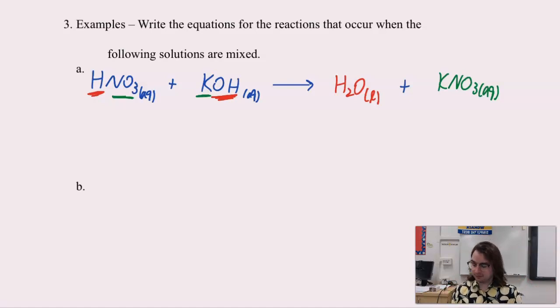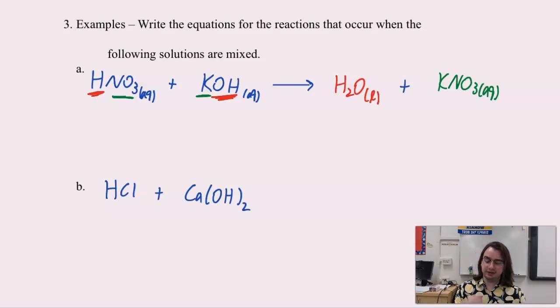Why don't you try one on your own? Let's try and write the balanced neutralization equation for hydrochloric acid and calcium hydroxide. So go ahead and give this a try, and come on back when you finish. Make sure you balance, because this isn't a 1-to-1 ratio this time, so double check that. Come on back when you finish.